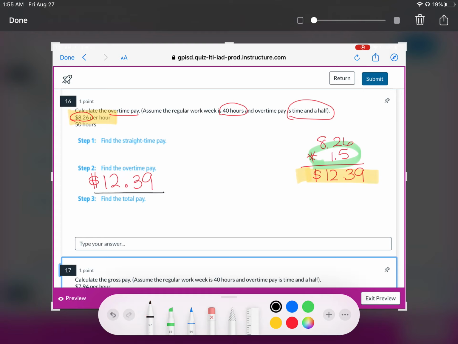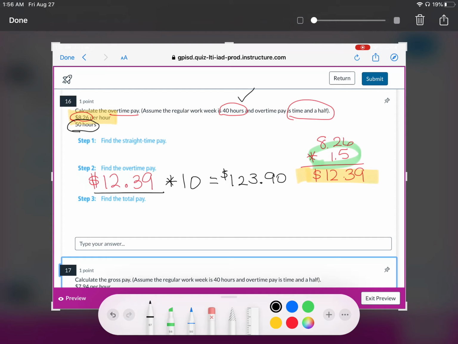So now that we have our rate over here, I'm going to multiply that times how many overtime hours we did. So now it tells us 50 hours right here, but 40 of those are regular. So think about it. If I worked 50 hours and 40 of them are regular, how many of them are overtime? 10. So I'm going to take that 12.39 and multiply it times 10. That's going to give me $123.90.